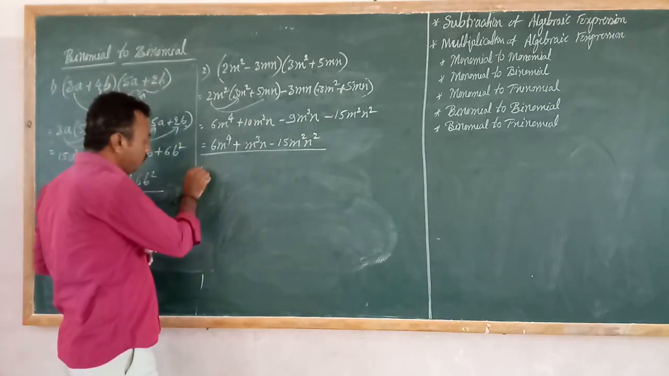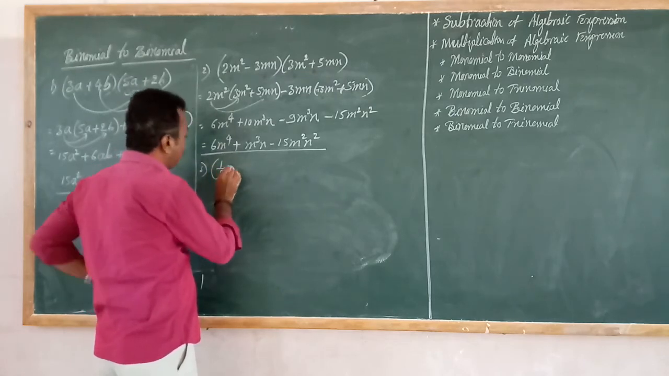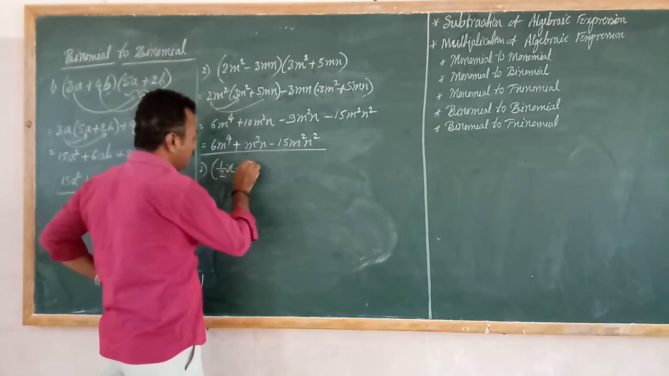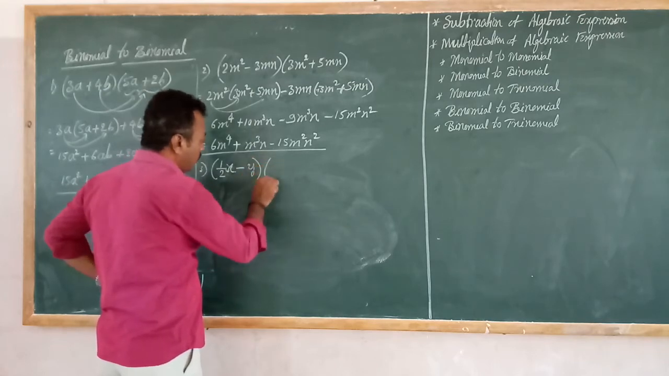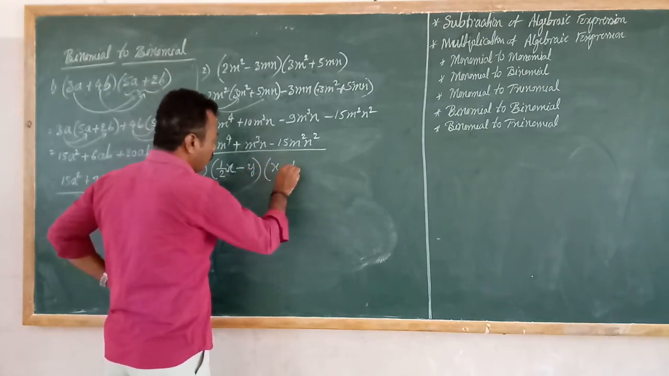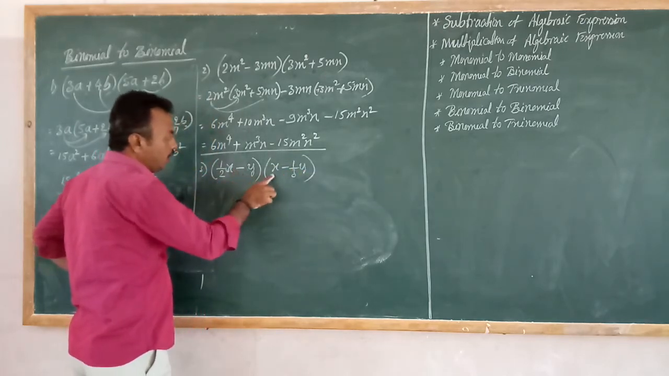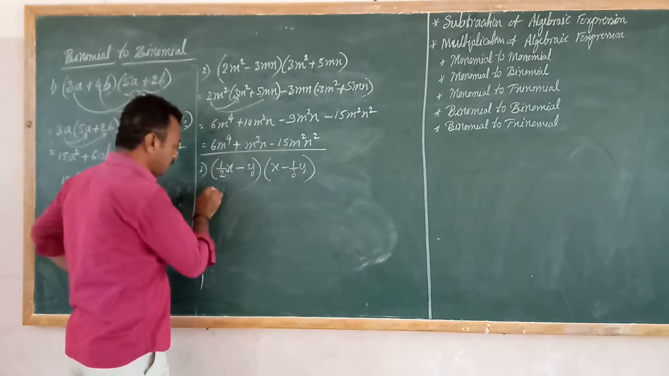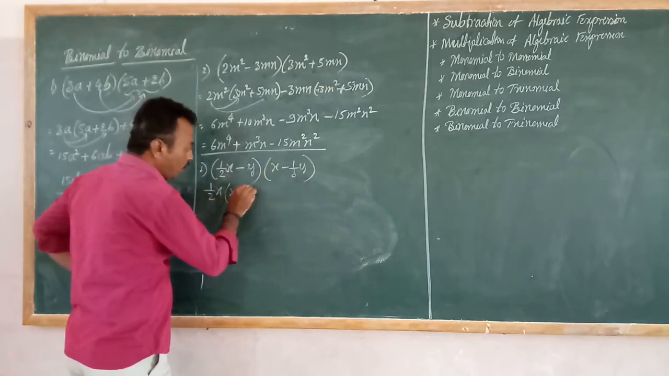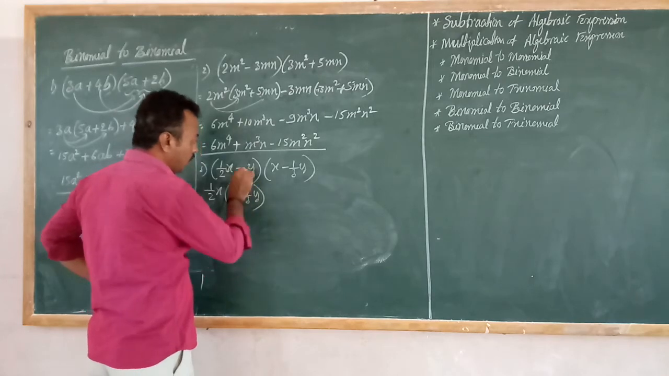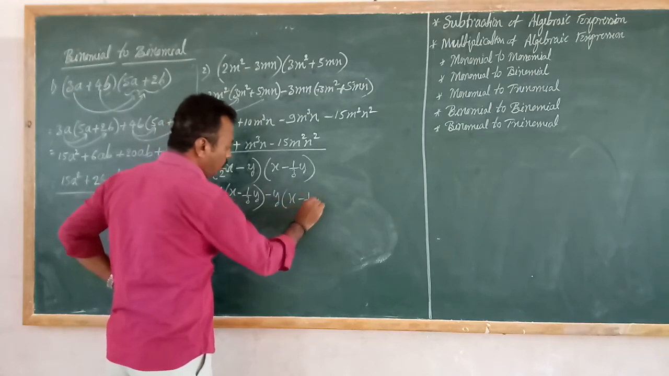I will take one more example. 1 upon 2x minus y into x minus 1 upon 3y. Yes, same procedure. 1 by 2x into, we should multiply by x minus 1 by 3y. After that, minus y, this term we should multiply again by the same, x minus 1 by 3y.